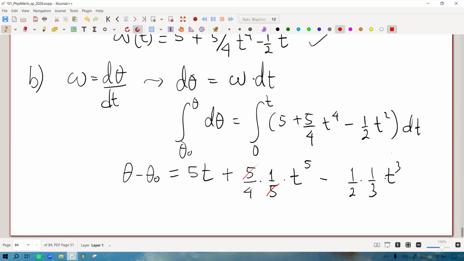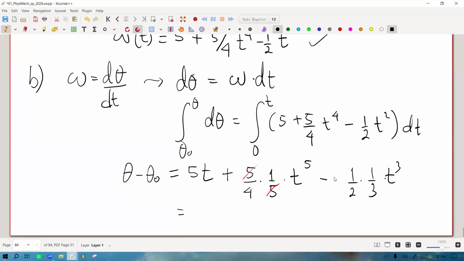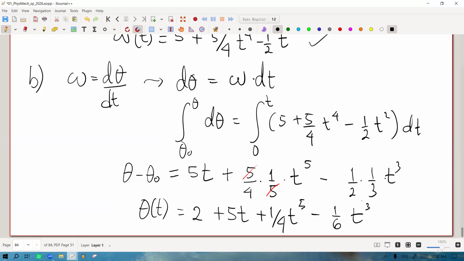So here theta 0 is equal to 2 radian. Yeah, 2 radian, and then we can move to the right side. So here theta depending on time is 2 plus 5t, plus 1 over 4 t power 5 minus 1 over 6 t power 3. Okay, this one is the angle depending on time. Okay, any question for this one?